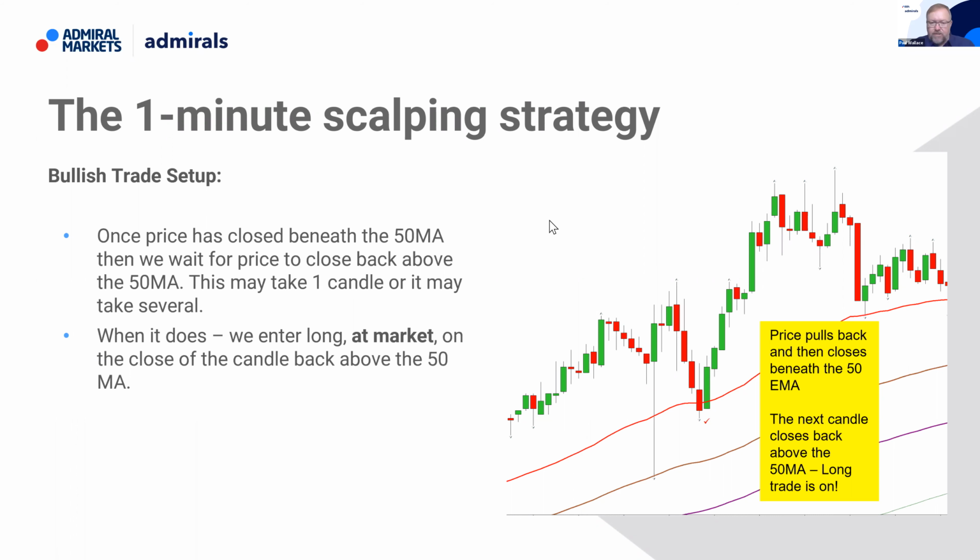What you can see here is price clearly had a bit of a drop there and tested the 50 and the 100. And then here it closed beneath the 50. That candle closes beneath the 50. And then the very next candle closes back above the 50 period moving average. The trade is on. We're buying, we're in. Not messing around, not waiting for hours. It either happens or it doesn't.